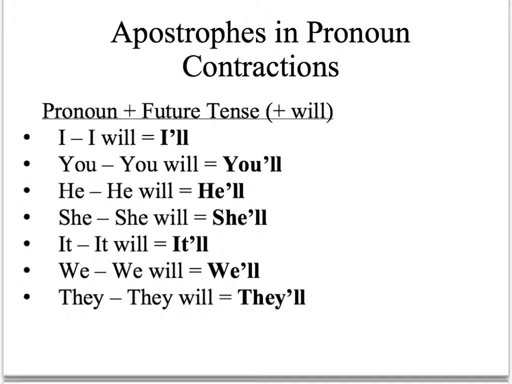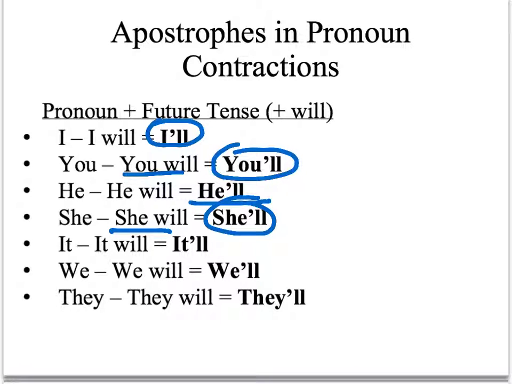Here we have pronoun contractions with will, which is a future tense. If I want to say I'm going to do something in the future, I say I will do something, as in I'll clean up my room in the morning. Or you will, meaning you will help me with my homework, won't you? And he will, he'll be in my class next year. She will, she'll help me with my homework.